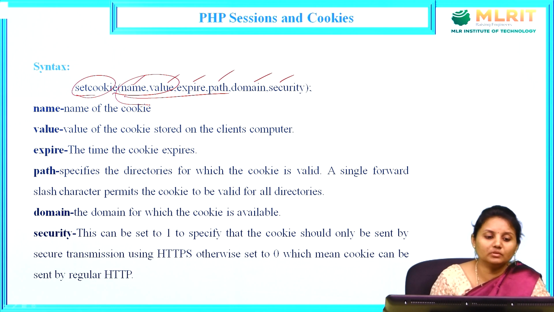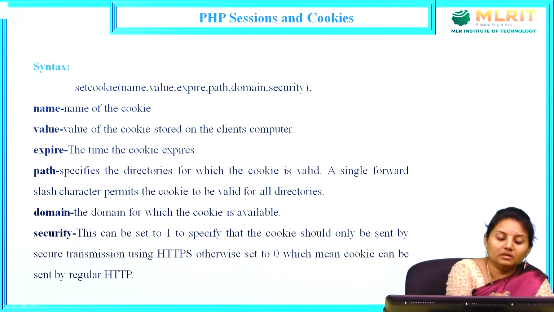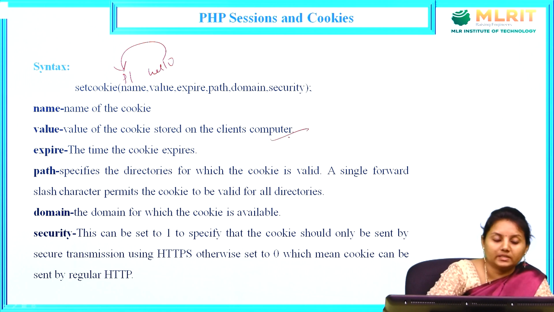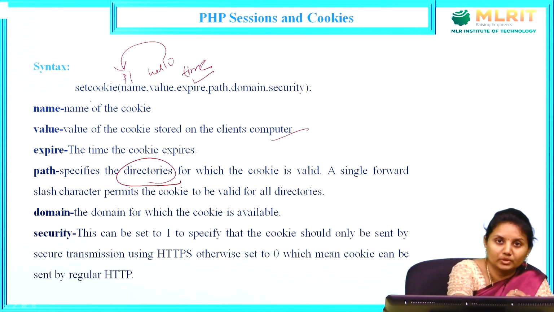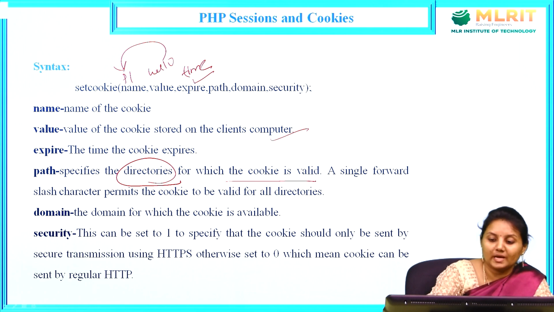Name is the name of the cookie, and value is whatever you are storing for this cookie, say P1. So that will be the value of the cookie stored in the client computer. Expire means time, and path specifies the directories where this cookie is valid. A single forward slash permits the cookie to be valid in all directories.